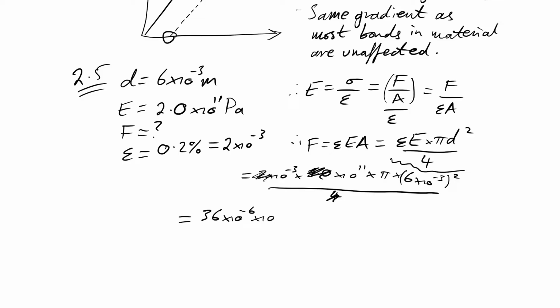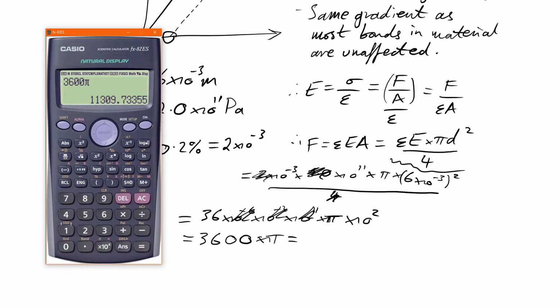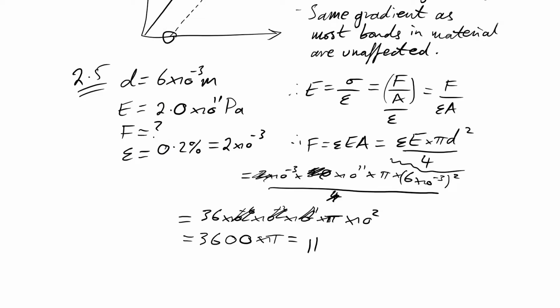Then we have times 10 to the minus 3, just taking that, times 10 to the 11 times pi. So sorting out our powers of 10, we have minus 9 and 11, so that's just times 10 to the 2. So that is 3,600, I do believe, times pi. Let's pop that into our calculator, and we have 11,309.7, blah blah blah. How many sig figs are we going to go to? Well, our data was actually given to 2 sig figs, so I'm just going to call that 11 kilonewtons. There we go, 11,000 newtons.